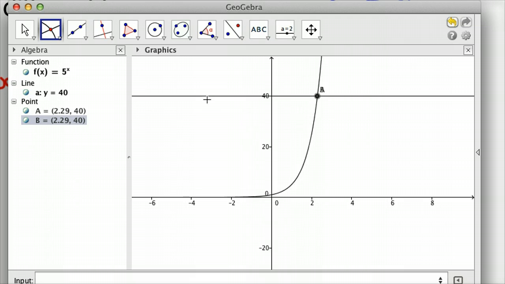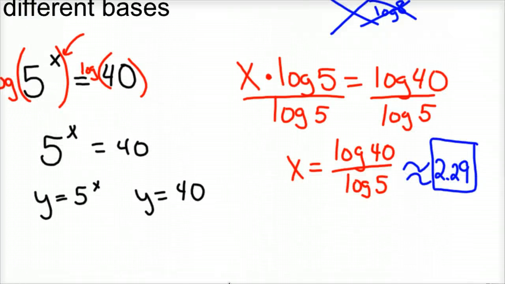It's taking a minute to load. There it is. And you notice approximately 2.29 is the x value. The x value gives you the answer. So 2.29 is where those two intersect, and that's the third way of doing this. So there you have it. We've kind of slaughtered this problem, showing you many ways to solve it, from guessing and checking all the way to using logarithms and a graphics utility.